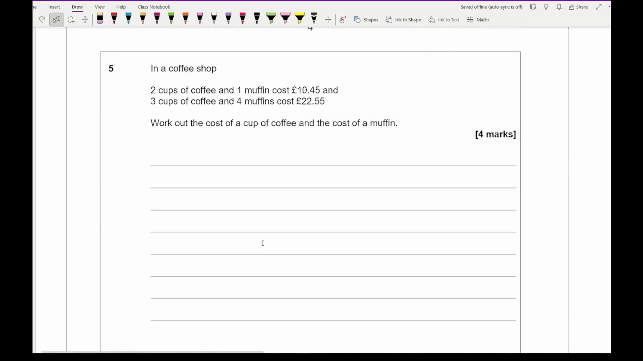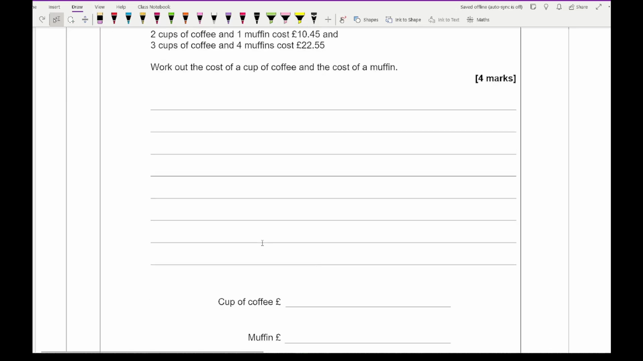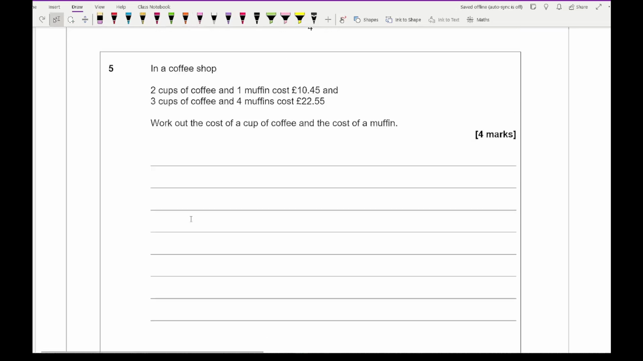Moving on to question 5, it says that in a coffee shop, 3 cups of coffee and 1 muffin cost £10.45, and 3 cups of coffee and 4 muffins cost £22.55. And it says work out the cost of a cup of coffee and the cost of a muffin. So let me just move back to see what we can see. So first things first, what we need to do is write the two orders algebraically. Now for this, we've got 2c plus m equals 10.45.